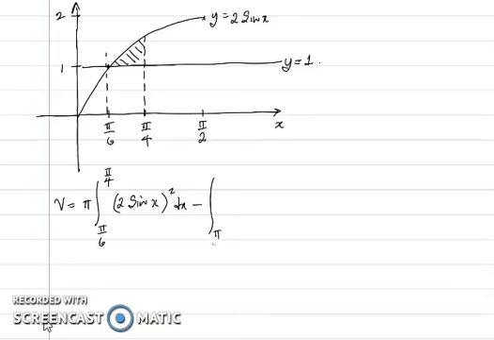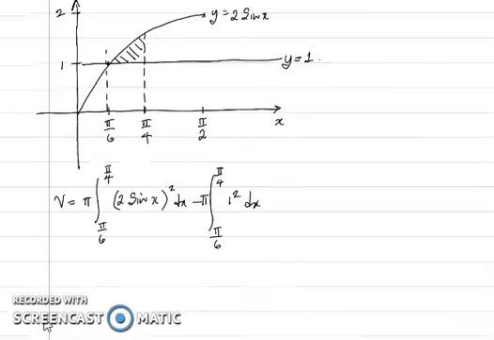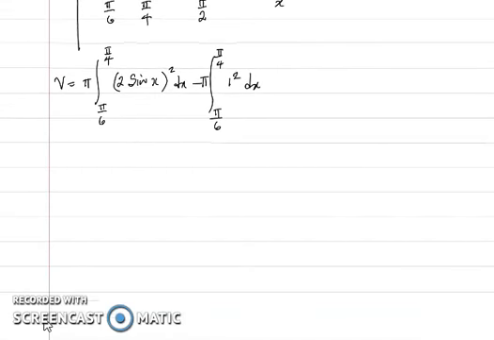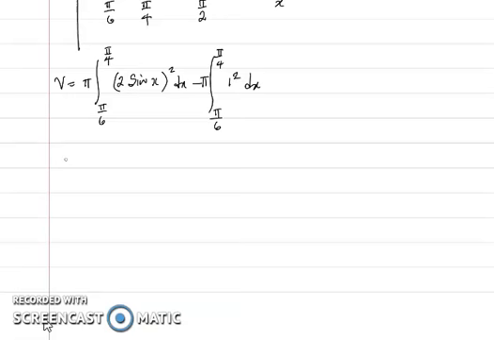minus the integral from pi by 6 to pi by 4 of y squared, and we must not forget the pi here, of 1 squared dx. Of course, we're going to find them one at a time. So the first piece is pi, the integral from pi by 6 to pi by 4 of 4 sine squared x dx. Let's pull the 4 to the front.